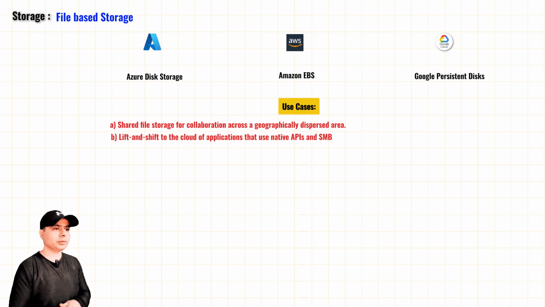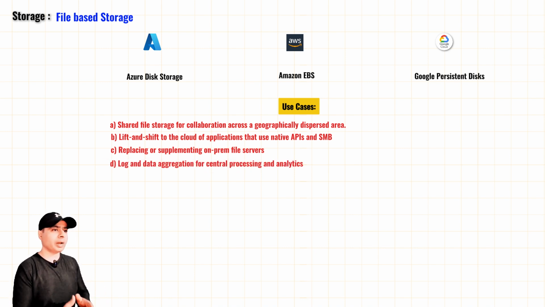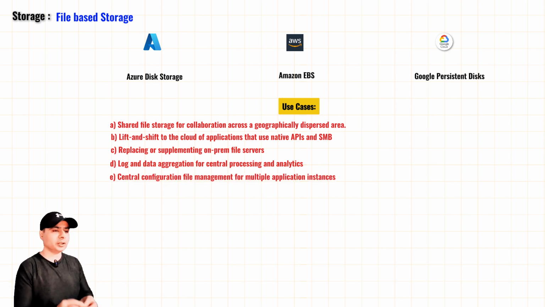Secondly, lift and shift to the cloud of applications that use native APIs and SMB. Then we have the third one, replacing or supplementing on-premises file servers. Fourth is log and data aggregation for central processing and analytics. And the fifth one is central configuration file management for multiple application instances. And the last one is file storage for development and testing environments.